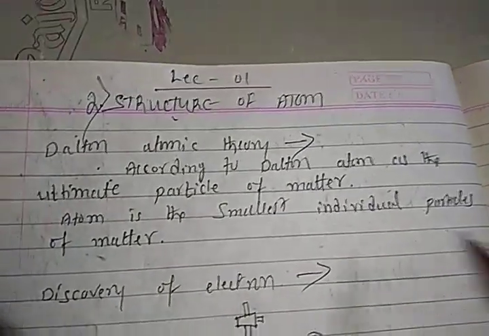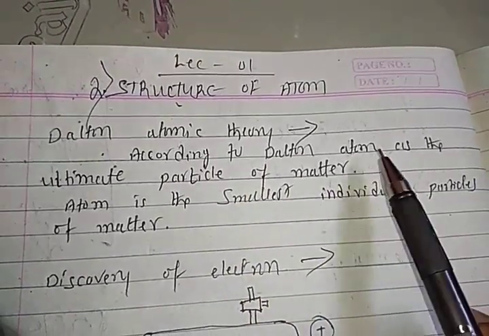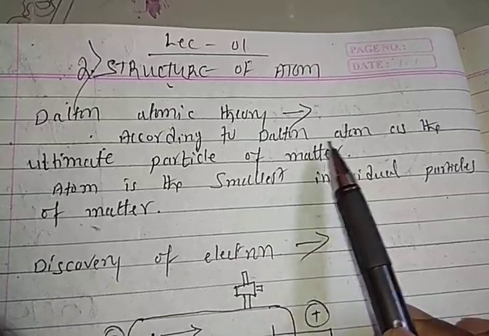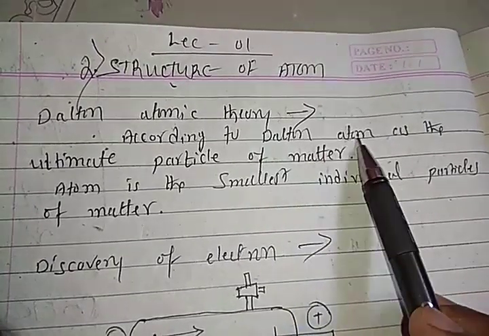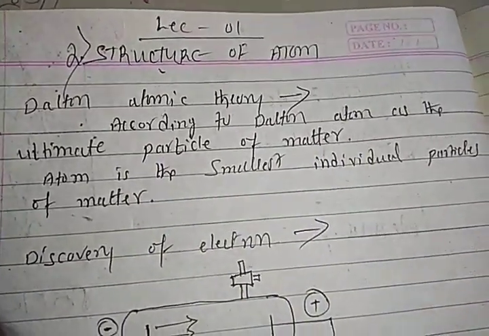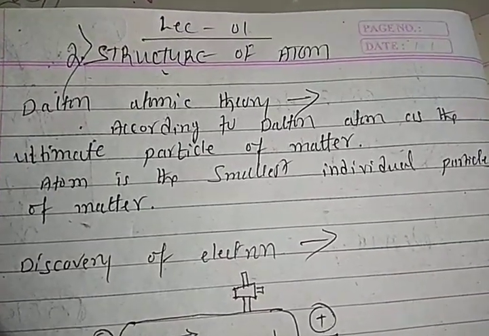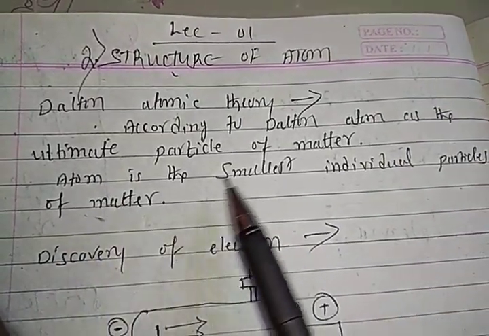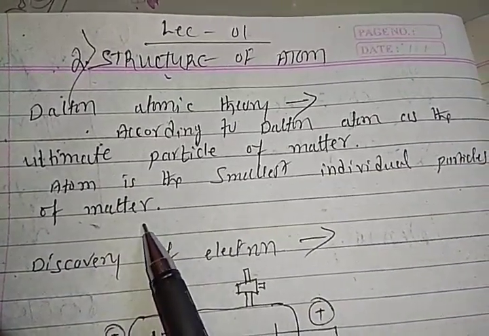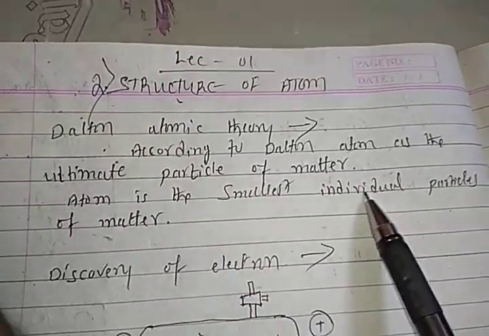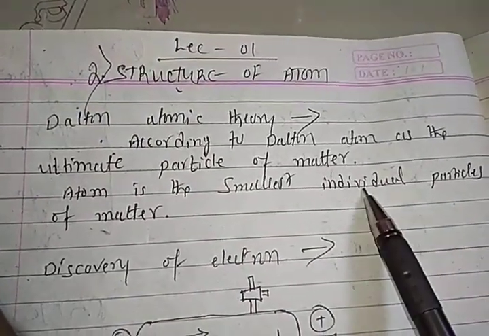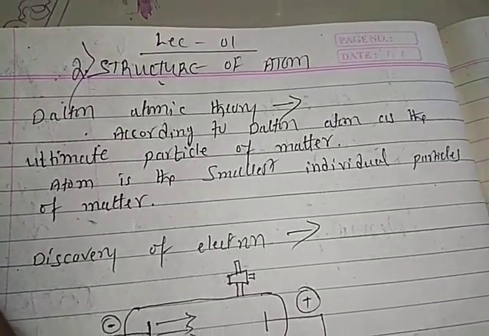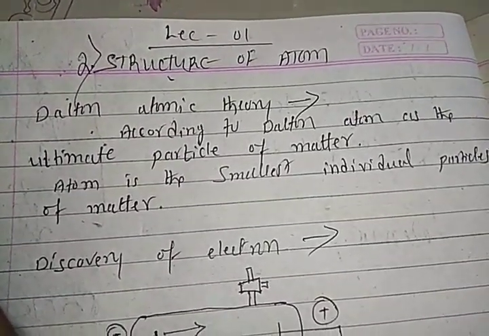So, first one, the Dalton atomic theory. According to Dalton, atom is the ultimate particle of matter. The matter is made up of atoms. So atom is the smallest individual particle of matter. Individual means it cannot be further divided. Right. So let's check how this theory can be sustained.